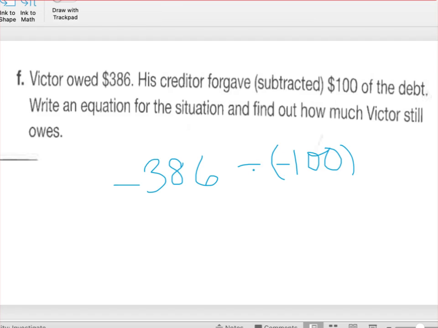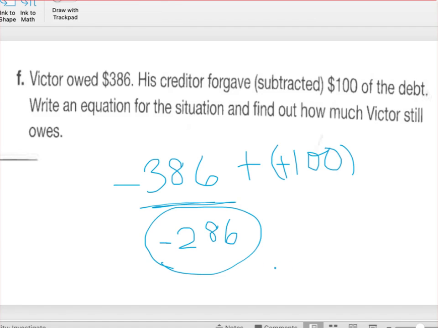So if his creditor subtracted debt, then that's going to change to addition of the opposite and -386. Remember, opposite signs, a negative and a positive. I subtract 386, take away 100 is 286. And I subtract and take the sign of the big guy. This guy's the big guy. He's pulling harder to his side. So the answer is that he is $286 still in debt. So we'll say debt is $286.